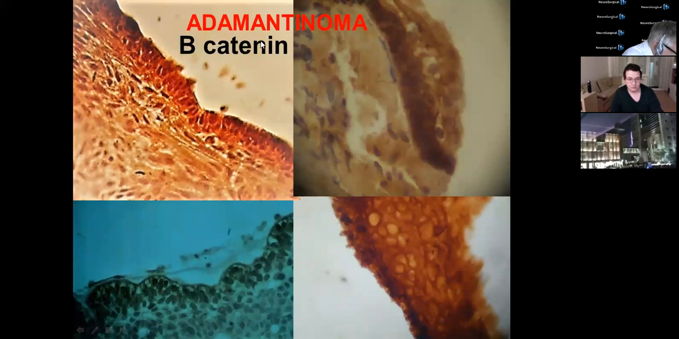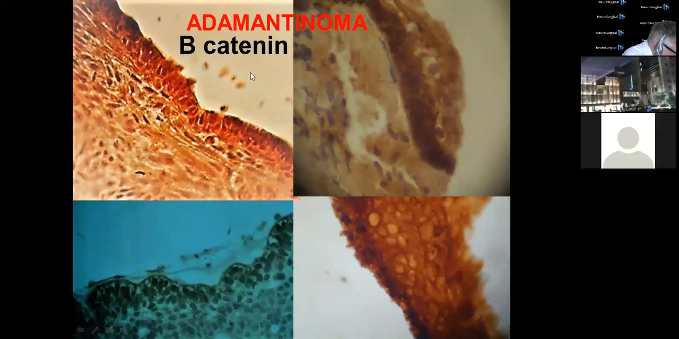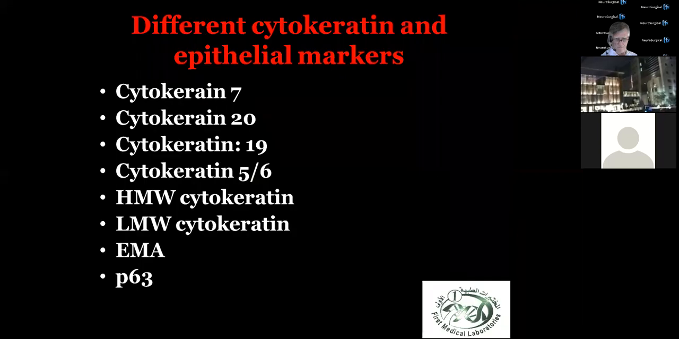In adamantinomatous craniopharyngioma, the beta catenin indicates that probably the two are different tumors. Beta catenin is positive, nuclear and cytoplasmic. You can see strong staining in the different cases that we have. You can see the nuclear and cytoplasmic strong staining here, different from papillary craniopharyngioma, which is usually just membranous. So I believe papillary and adamantinomatous craniopharyngioma are two different diseases, two different entities.